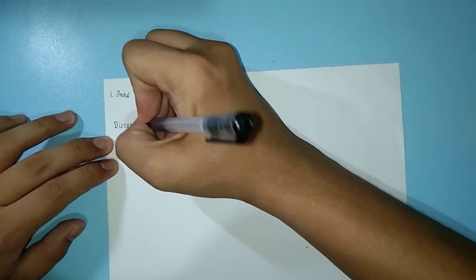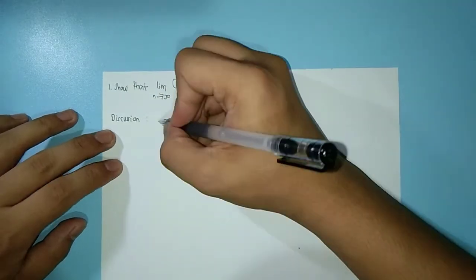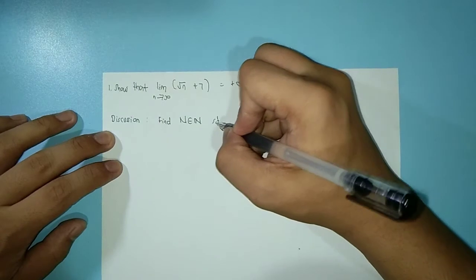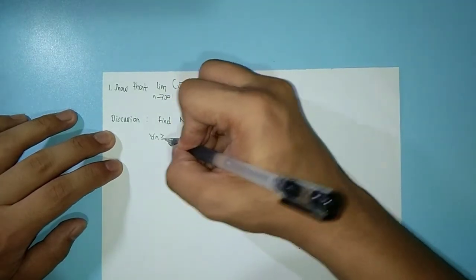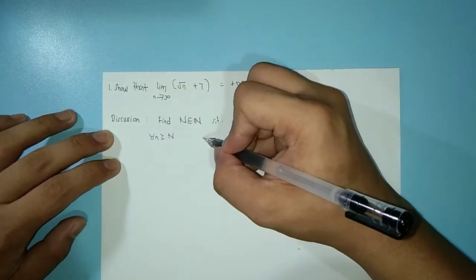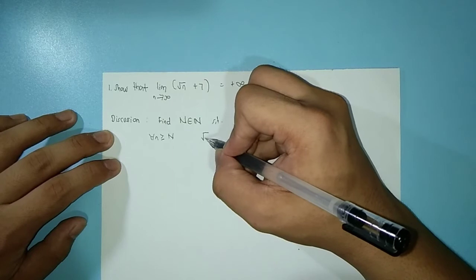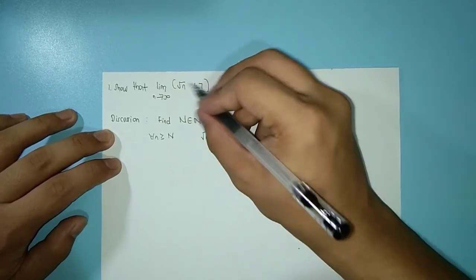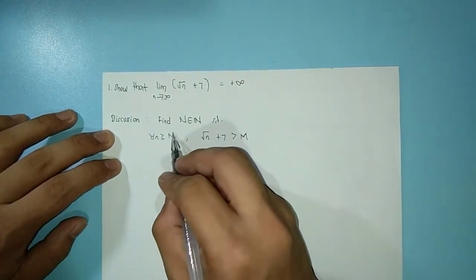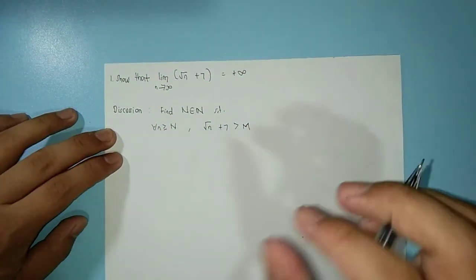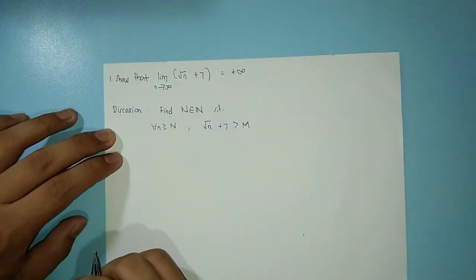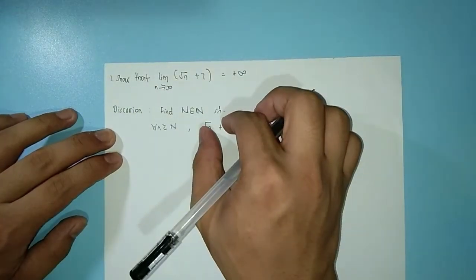So for our discussion, dapat ang goal natin dito, makahanap tayo, find natural number n such that for all n greater than or equal to that natural number, dapat yung square root ng n plus 7, yung sequence ay naging greater than m as n becomes larger than that natural number. Okay? So yan yung una nating goal for our discussion. Hanapin natin, dapat makahanap tayo ng natural number n. So paano tayo hahanap? Gagamitin natin ito.